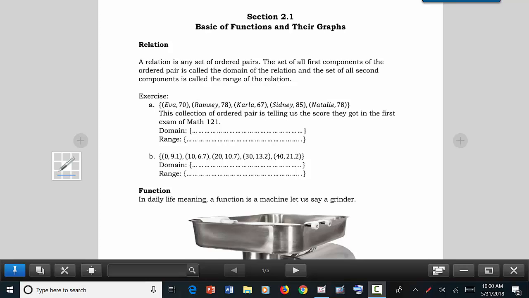Hello class. Today let's go over a few problems from section 2.1. Let's jump into the exercise here. Number A. The domain is the first component of the ordered pair.